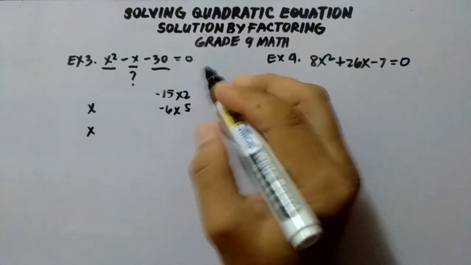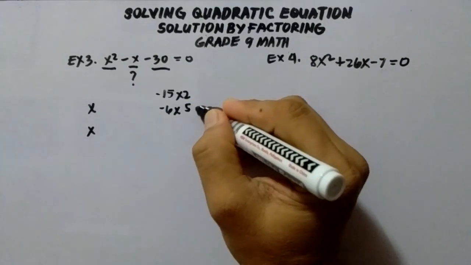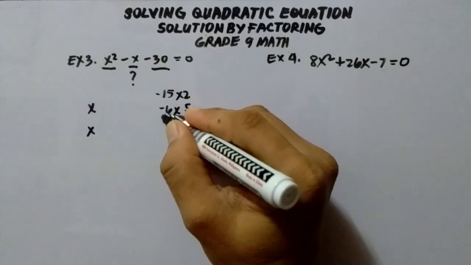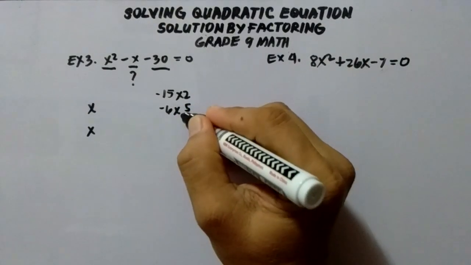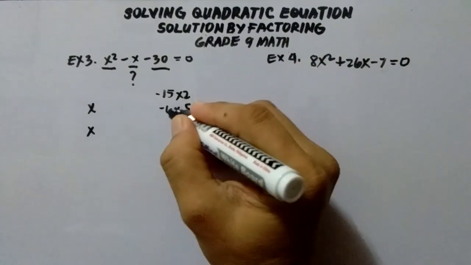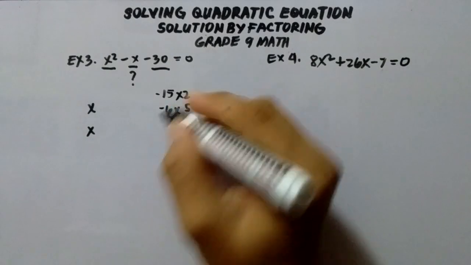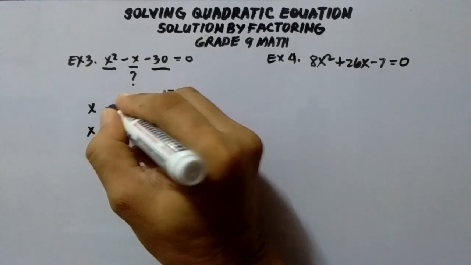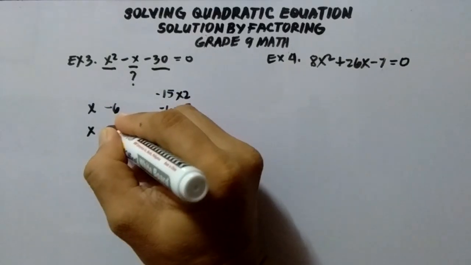Yung pangalawang factors, negative 6 and positive 5. So, kapag minus po natin yung 5 dito sa 6, may matitira pong 1, which is negative 1 or negative x. Okay? So, ito po ang ating gagamitin. So, ilagay po natin dito, negative 6 and positive 5.